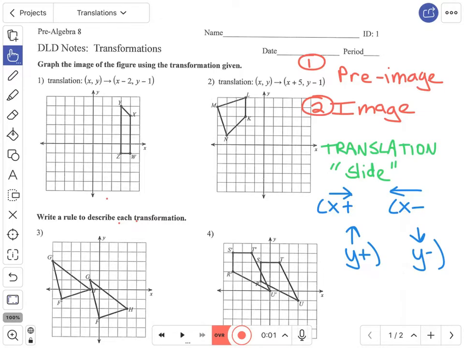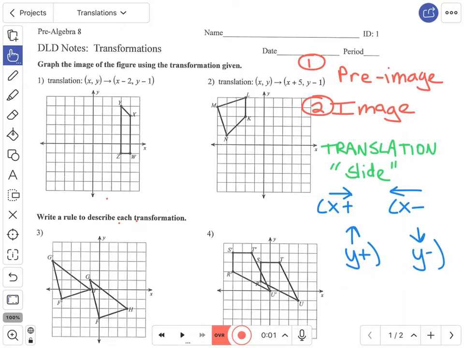We're going to talk about transformations, and there are 3 out of 4 transformations that we're going to discuss today. The first one is a translation, meaning that we take a point, a line segment, or a shape, and we slide it left, right, up, or down.